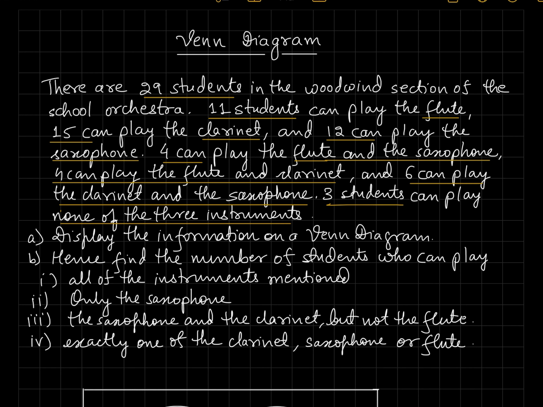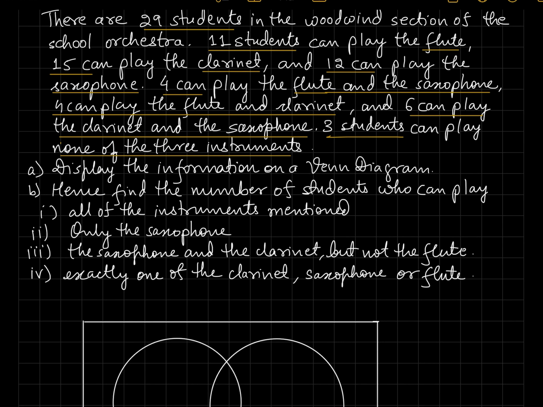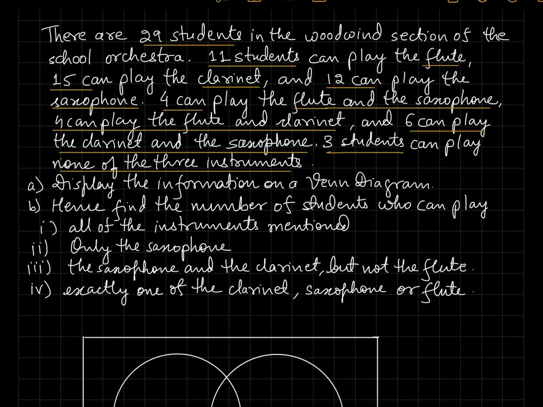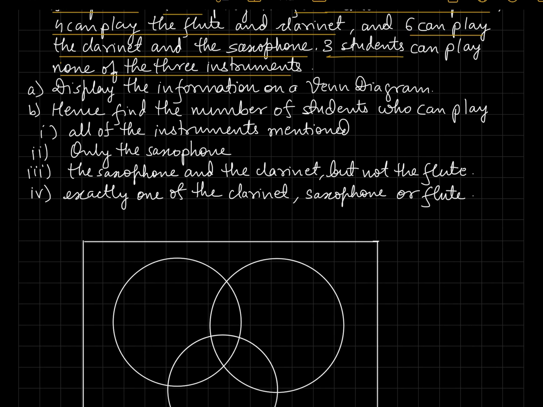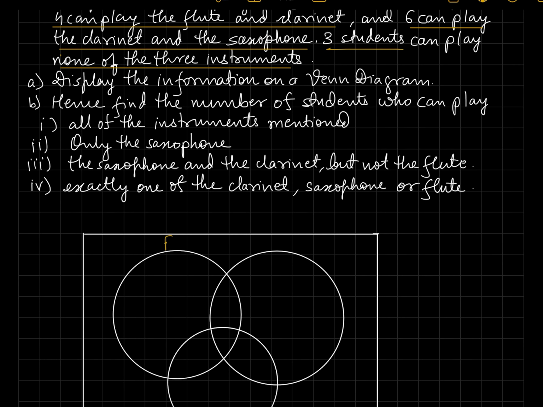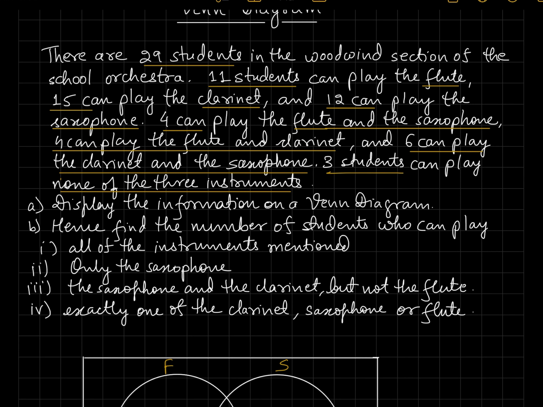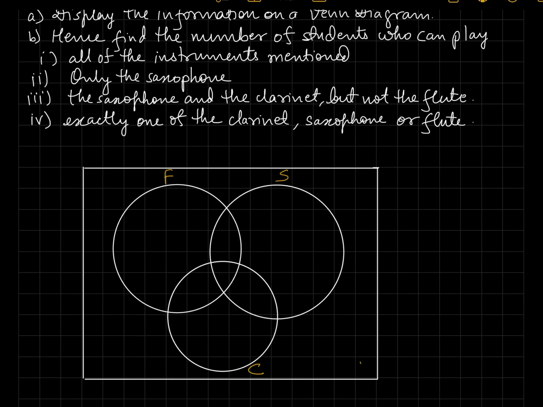So this is the information given to us, and in part A they are asking you to display the information on a Venn diagram. Here I have already made the box for the Venn diagram and the 3 circles, because we have 3 instruments: flute, saxophone and clarinet. Let this be flute, this represents saxophone, and let this represent clarinet. First of all, I can write 3 students can play none of the 3 instruments, so I write this 3 outside the 3 circles.